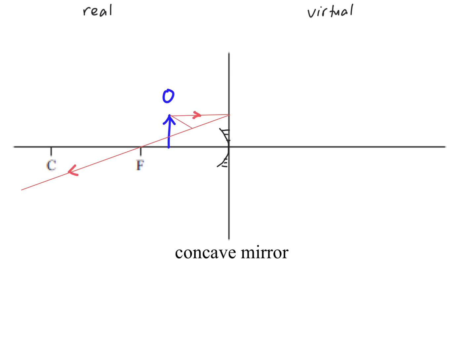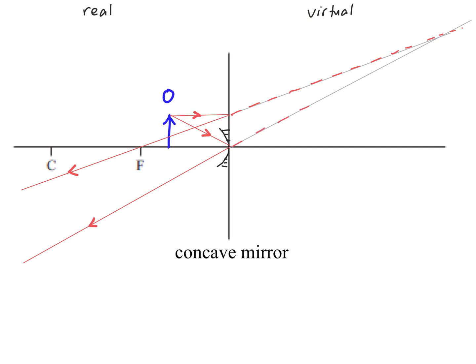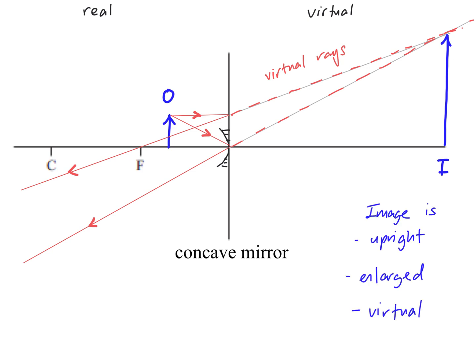And the light ray that is reflected off the pole is going to be reflected off at the same angle according to the law of reflection. So it's going to be about that. And you can already see that the two reflected rays are not going to converge on the real side, but it's actually coming from a point on the virtual side. So let's draw the virtual rays, and this is the position of the image. And from this diagram, we can conclude that the image is going to be upright, enlarged, and virtual.